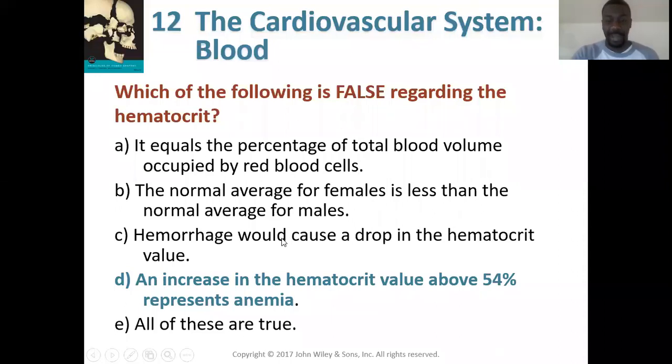Polycythemia, right. So above 54%, you're looking at polycythemia. Below that 45%-ish average, you're looking at anemia. Anemia. Okay, any questions so far?